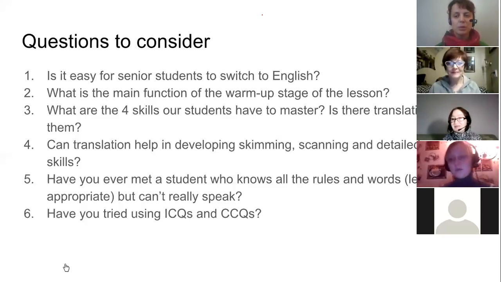Okay, so we do agree that this is one of their expectations, that the teacher will be using a lot of Russian, or at least some Russian. But another question is it easy for them, for senior students, to switch to English?